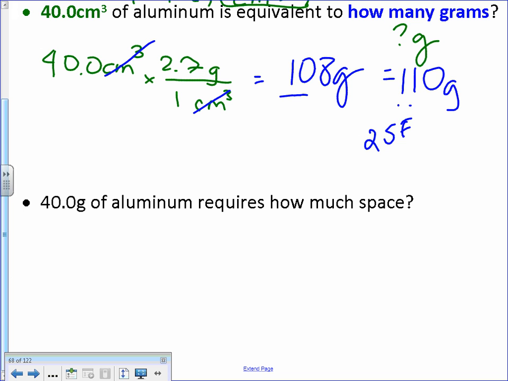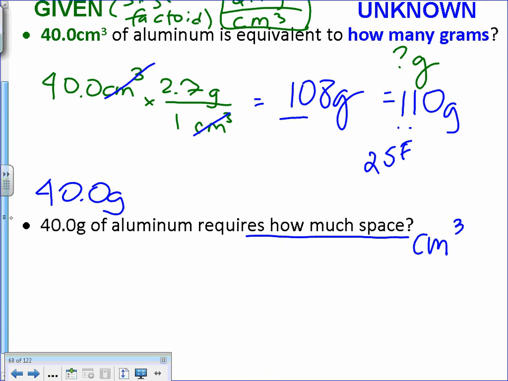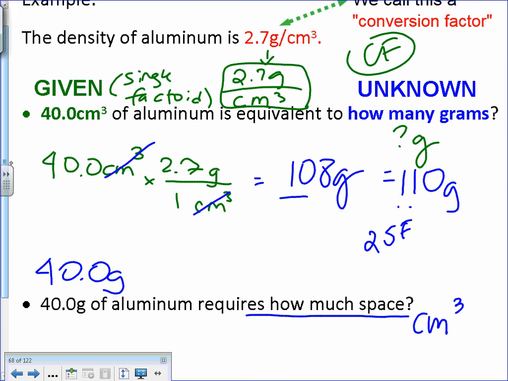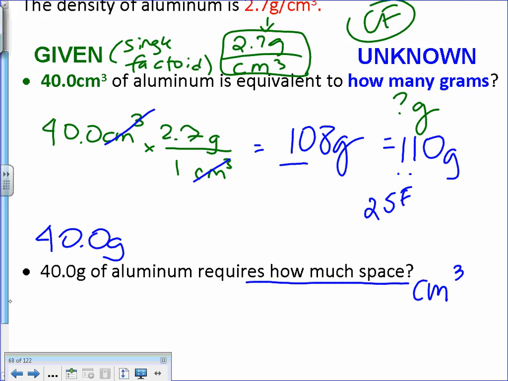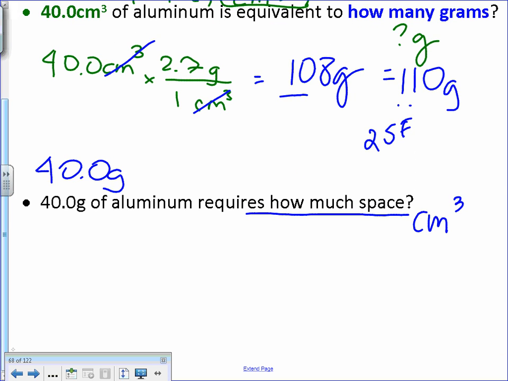40 grams this time, right? So 40 grams is my given. And when it says how much space, what unit is it asking for? It's asking for volume, but what unit? Sure, let's go with centimeters cubed, simply because that's what's given to me in my conversion factor. We're using the same one, so 2.7 grams per centimeter cubed. It's just not really on the screen here. So 2.7 grams per centimeter cubed.